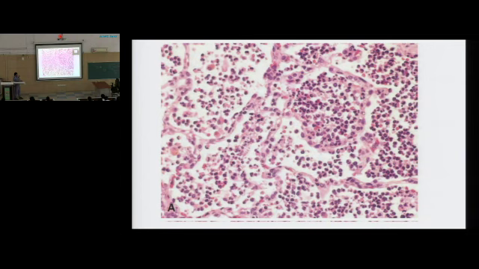So the dark staining blue ones are polymorphs, and the red ones are RBCs. So there is a numerous presence of polymorphs and RBCs. Clear? In the second stage.